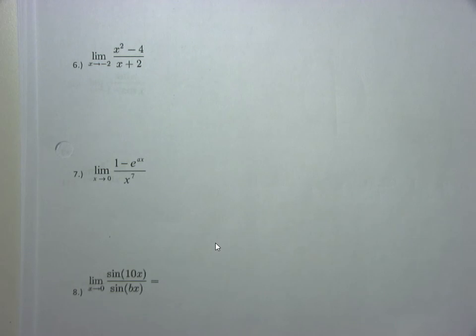All right, here we go. Take the limit as x approaches negative 2 of x squared minus 4 over x plus 2. First thing you got to do is you got to plug in a number. You got to see that it's a L'Hopital rule type. And let me explain why.